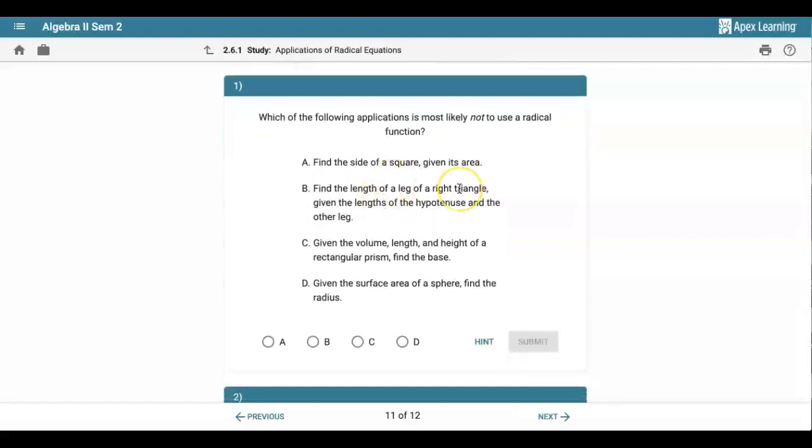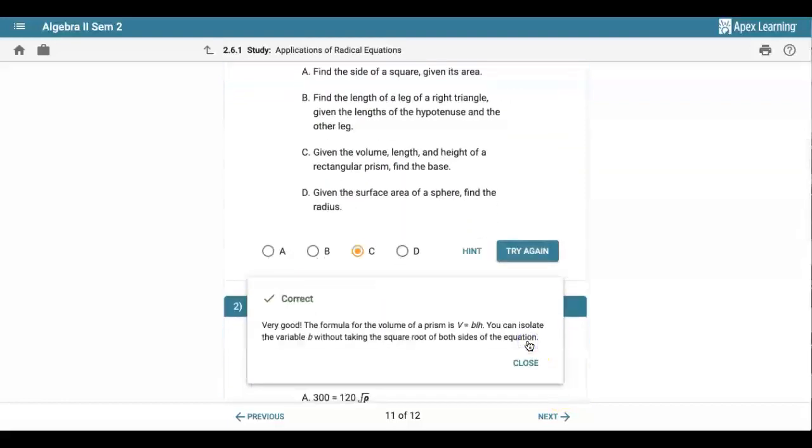Find the length of a right triangle given the hypotenuse and the other leg. You're going to have to take a square root. Given the surface area of a sphere, find the radius. Again, this is that pi r squared. Given the length, volume, and height of a rectangle, find the base. I believe it's going to be that one. So again, really difficult here. I understand that. Hopefully there's not too many like that, if any, on your quiz.